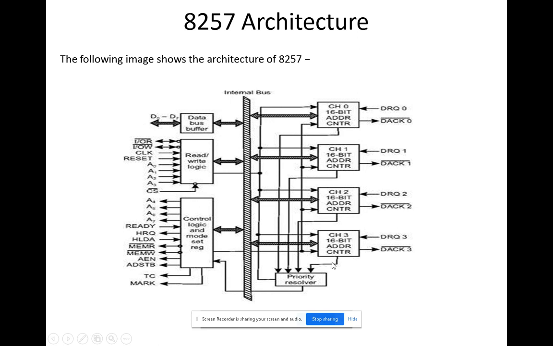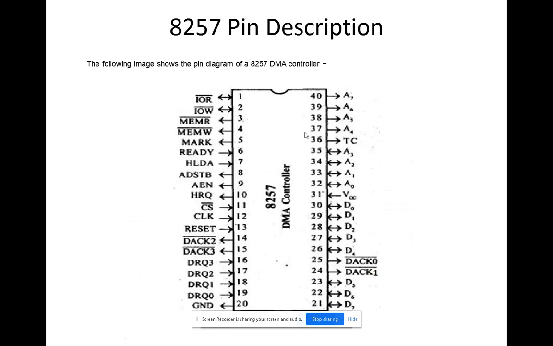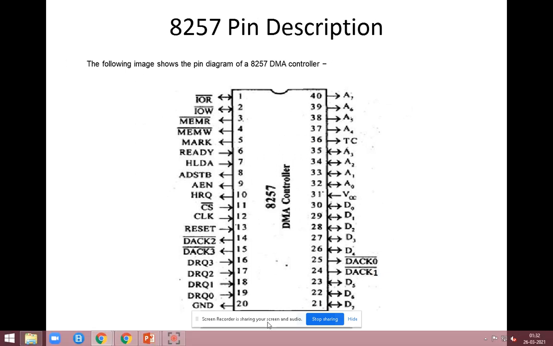And then the priority resolver will decide which channel has to connect with the microprocessor for direct accessing, based on the request given to the DMA controller. Then 8257, this is the pin diagram of 8257.